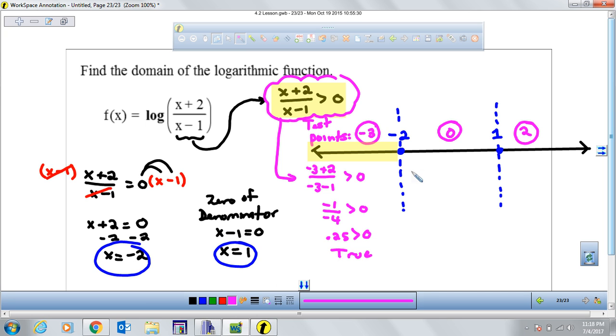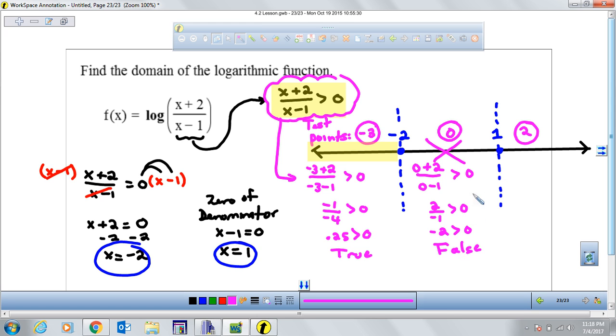The next one, x, which is 0, plus 2, divided by x, which is 0, minus 1, is greater than 0. So we get 2 divided by -1 is greater than 0, which is -2 is greater than 0. That is going to be a false statement. What does it mean? That any number between -2 and positive 1 is not a solution because it's going to be false.